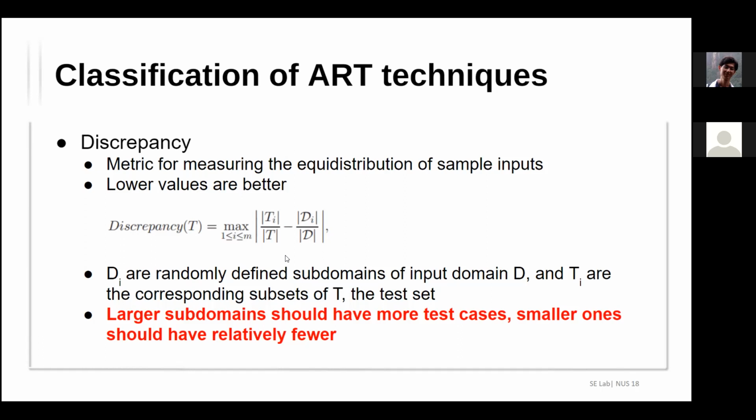So basically the idea is that you have a domain, you split it into subdomains, and the corresponding test cases are partitioned into different subdomains. You want to make sure that the larger subdomains have more test cases and smaller subdomains have fewer test cases. The more your test set corresponds to this ideal, the lower your discrepancy will be and the better the test set will be. So this is a way of measuring the distribution of sample inputs.